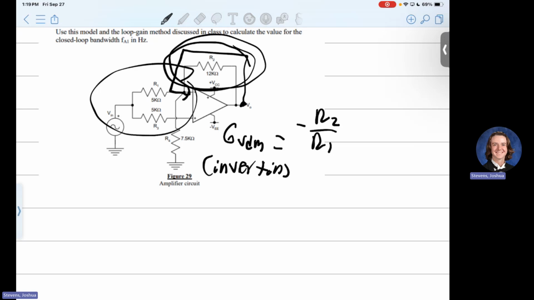If there was one resistor there, it'd be one. But since we have these in parallel, it'd be the parallel combination of them. Wait, so have you seen this type of equation, GVDM equals R over R? What has he written for the R over R? What's the top R and what's the bottom R? R2 over R1. That's exactly what he did in class? Okay.